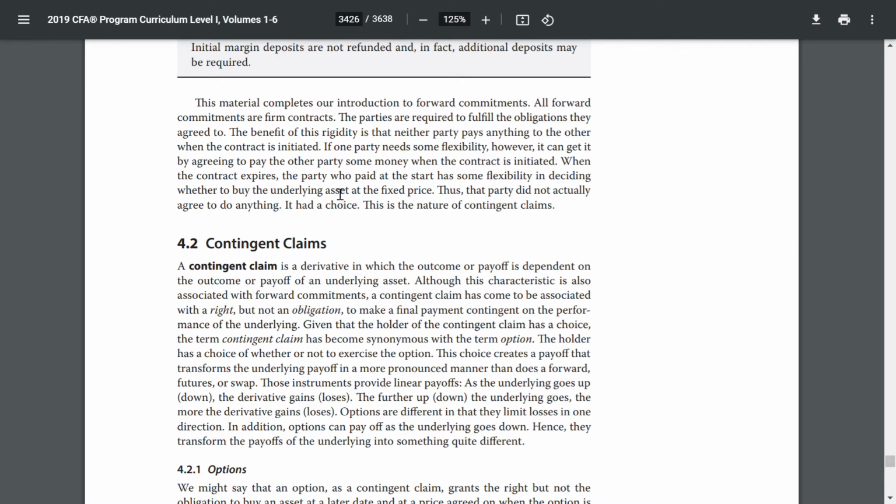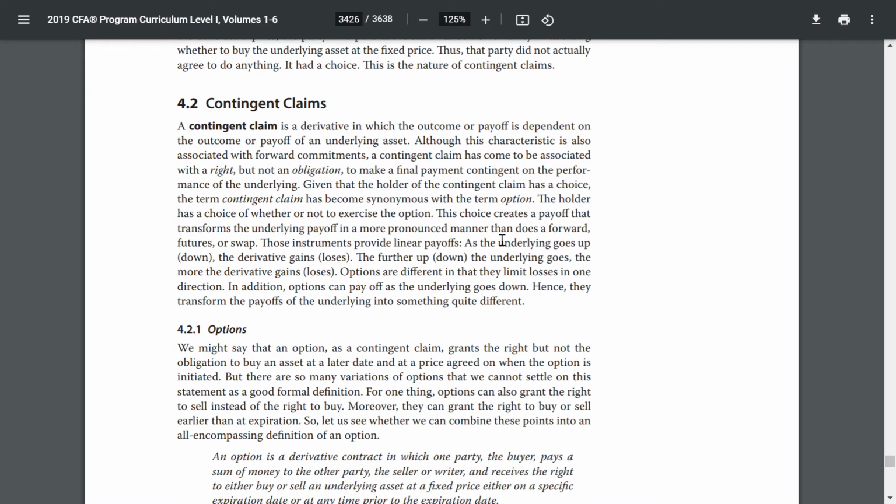When the contract expires, the party who paid at the start has some flexibility in deciding whether to buy the underlying asset at a fixed price. Thus, the party did not actually agree to do anything. It has a choice. This is the nature of contingent claims.